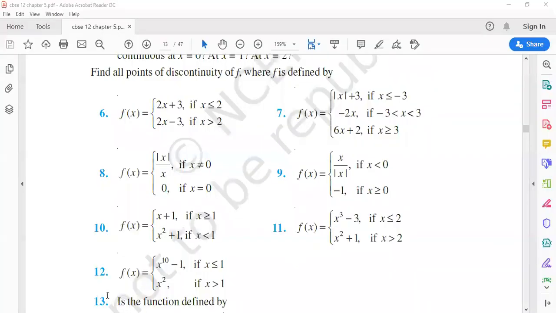Number 10. Find all points of discontinuity of f where f is defined by f of x is equal to x plus 1 if x is greater than or equal to 1, x square plus 1 if x less than 1.